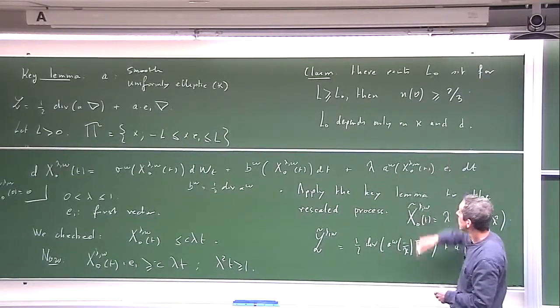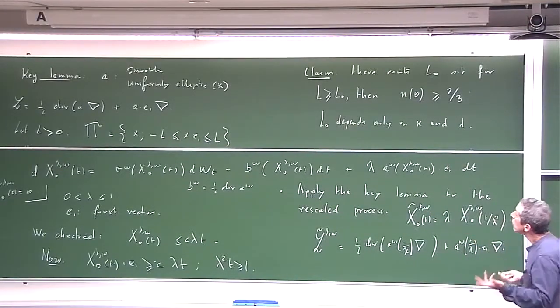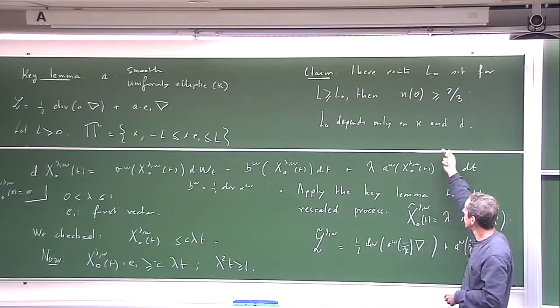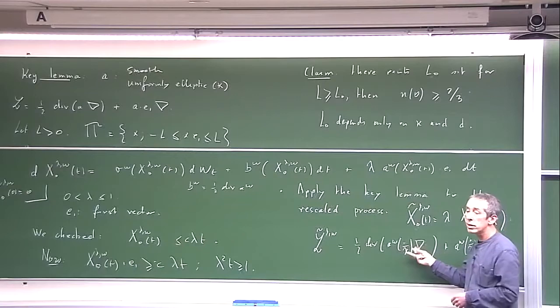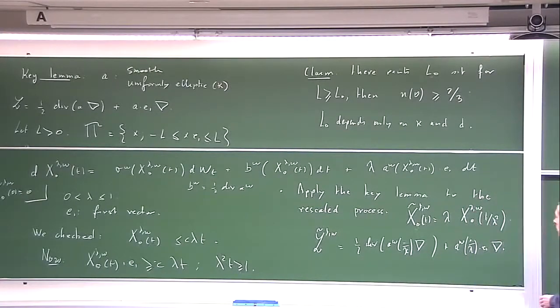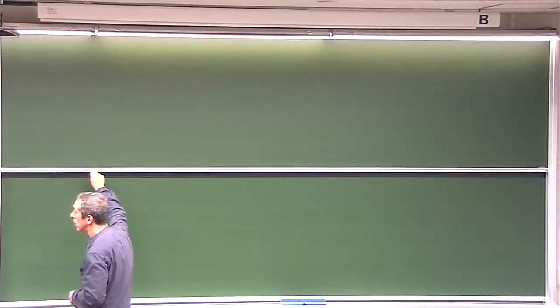uniformly in lambda. L0 only depends on kappa, and kappa doesn't depend on lambda. So it's quite important that L0 does not depend on anything but the ellipticity constant, but this will be sufficient for our purposes.